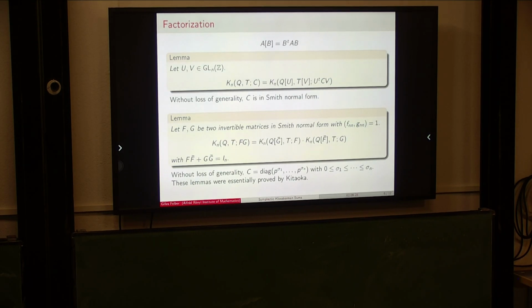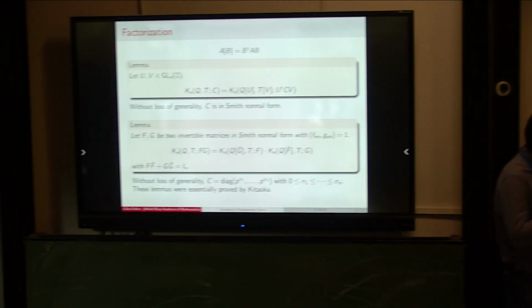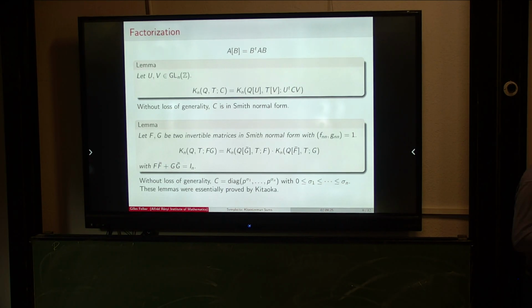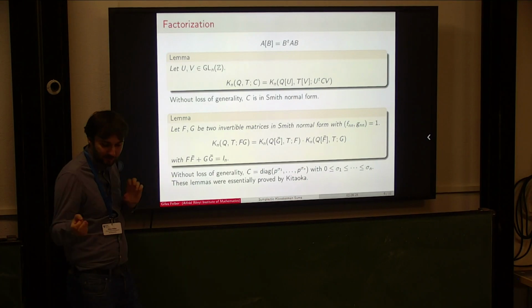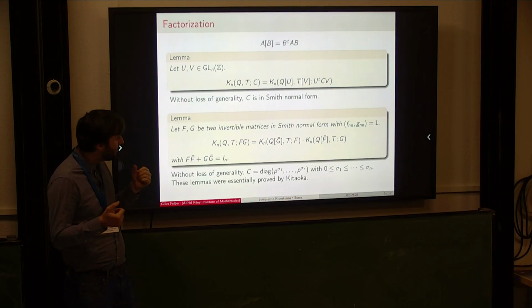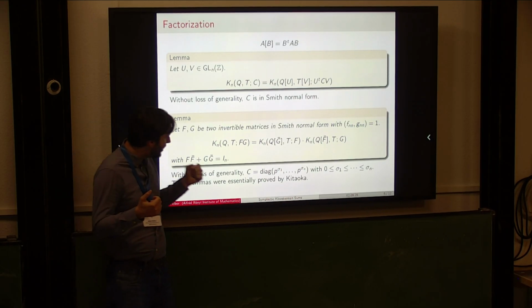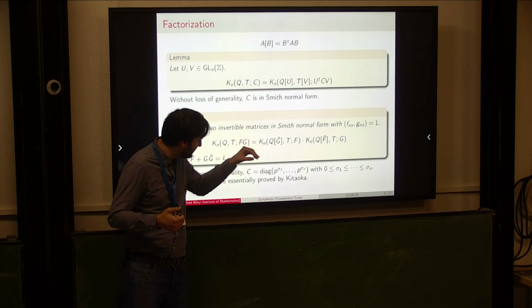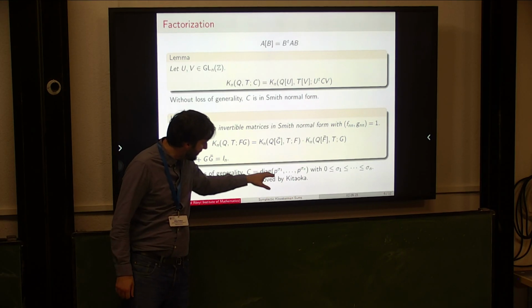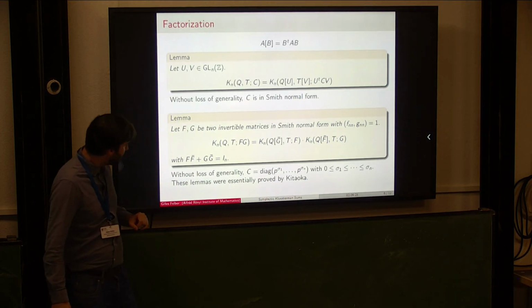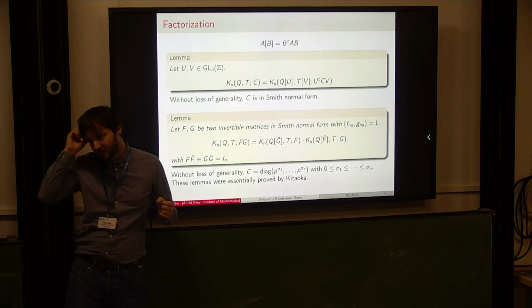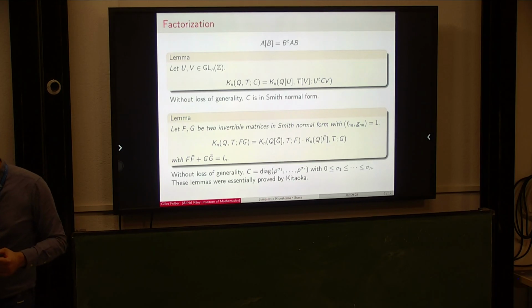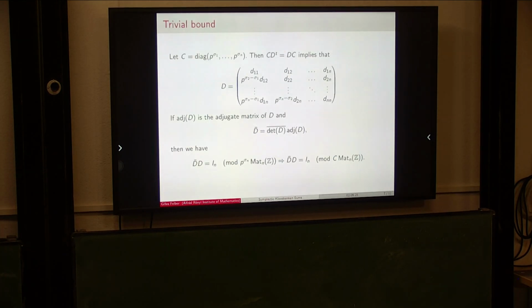And to do that, we have two lemmas that simplify. So I will just go quickly over it. First, you can suppose that C is in Smith normal form, and furthermore, you can factorize the prime powers. So you can actually suppose that C is diagonal, with just prime powers on the diagonal, and that they are increasing prime powers. And this was done essentially by Kitaoka for n equal 2, but the generalization is direct.